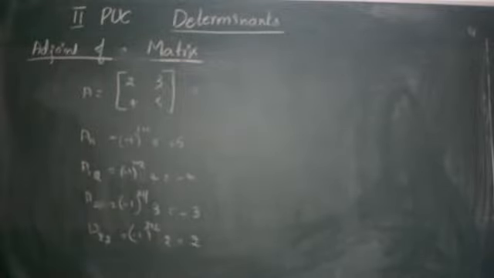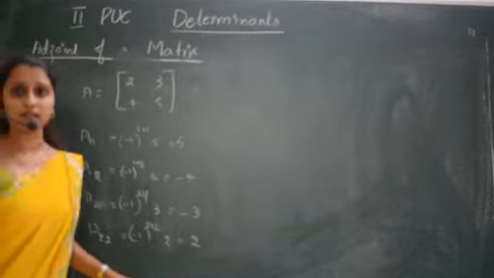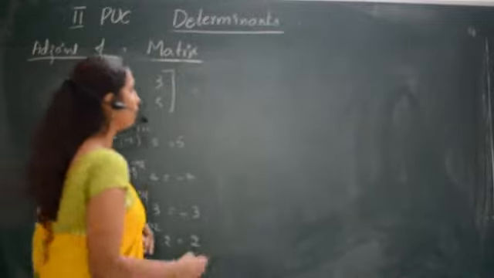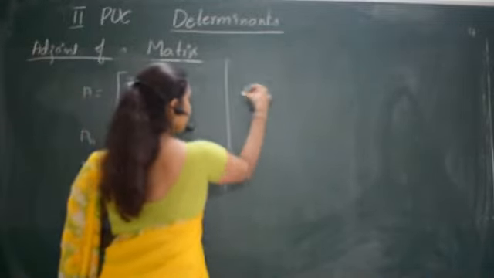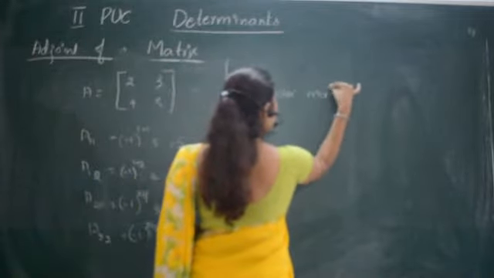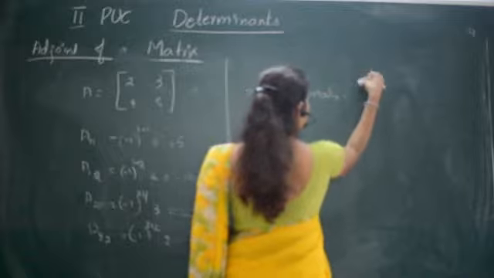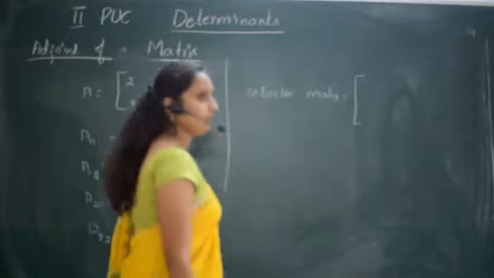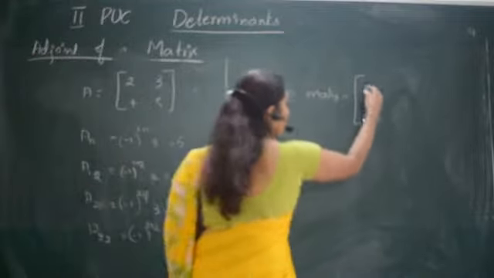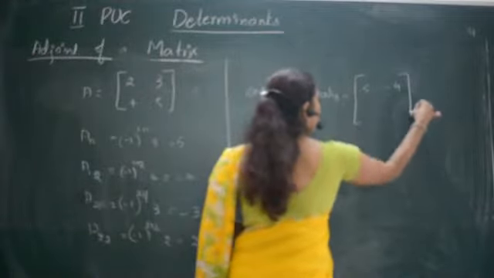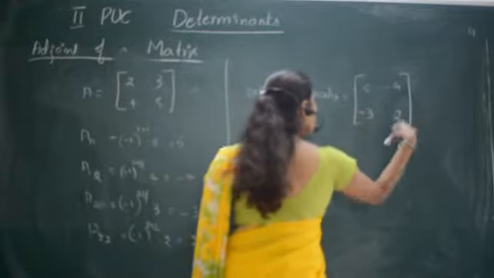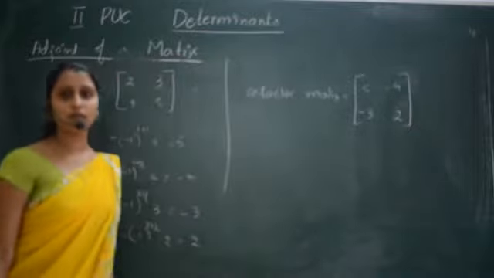So these are the cofactors of the elements. Then we have to write the cofactor matrix. In the same way we write A11, A12, A21, A22. So 5, minus 4, minus 3 and 2. So this is the cofactor matrix.